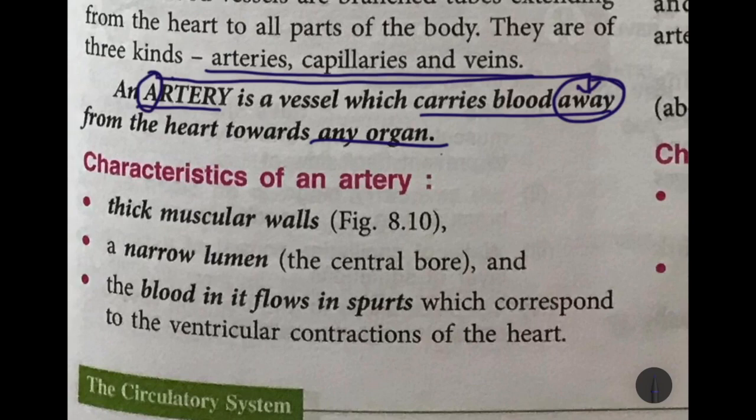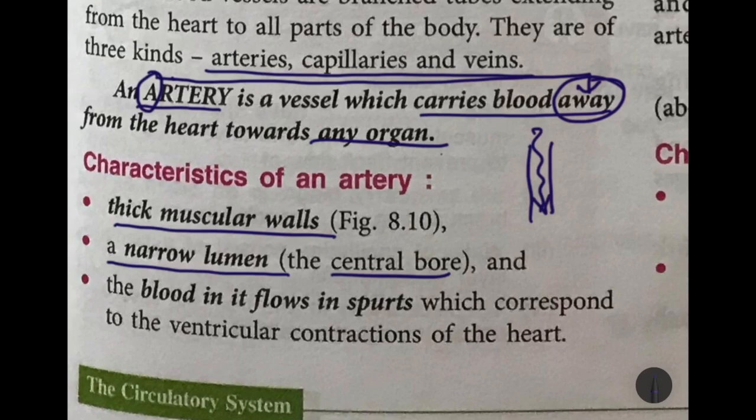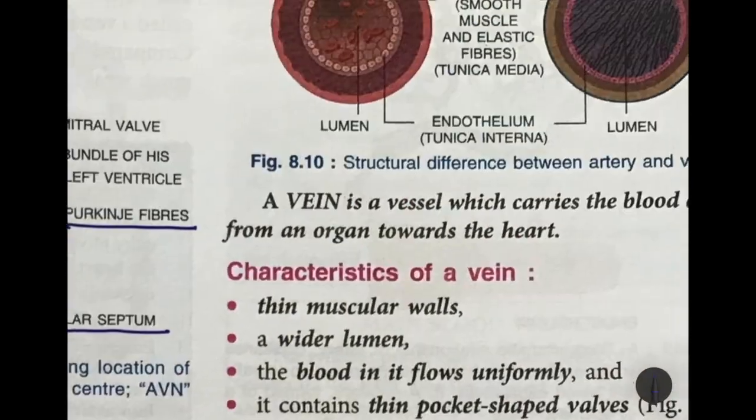Now, the characteristics of arteries: they have thick muscular walls. They have a very thin or narrow lumen. Lumen means the central bore through which the blood will flow. And the blood in it flows in spurts, which corresponds to the ventricular contraction. As the ventricles contract, the blood will move in spurts, means it will move quickly. Like if you hold a garden pipe and you want to water some plants, if you put your thumb, what will happen to the water? It will go up to a longer distance and it will flow in spurts. So that is what spurts mean.